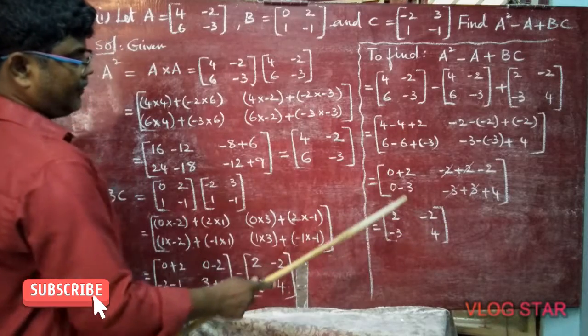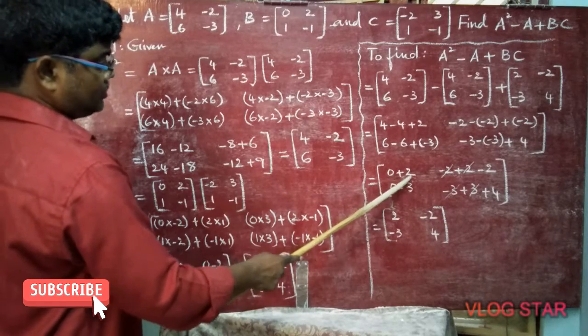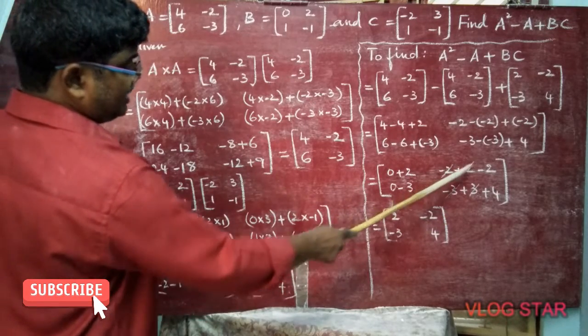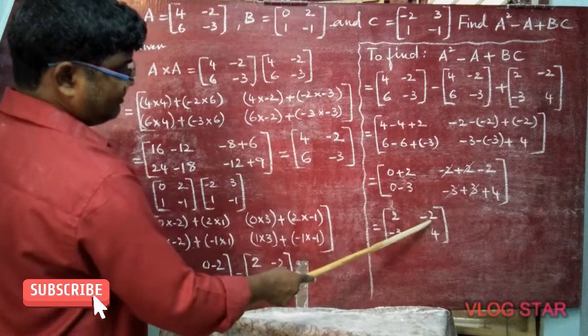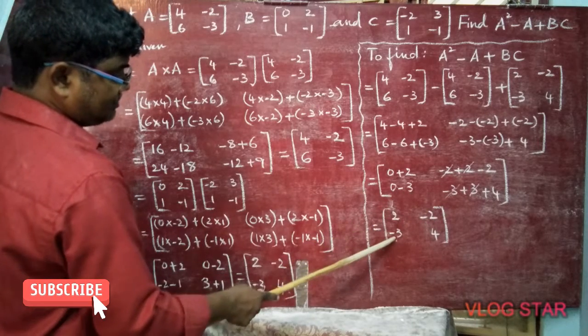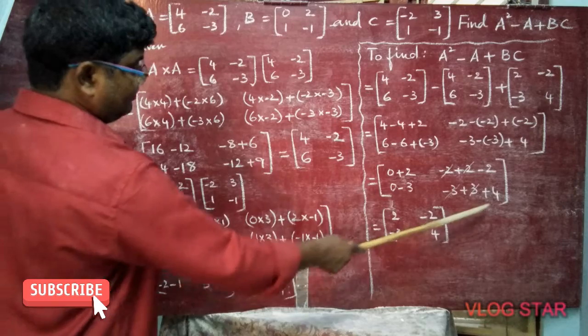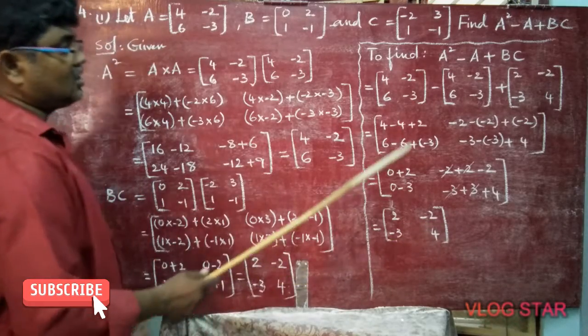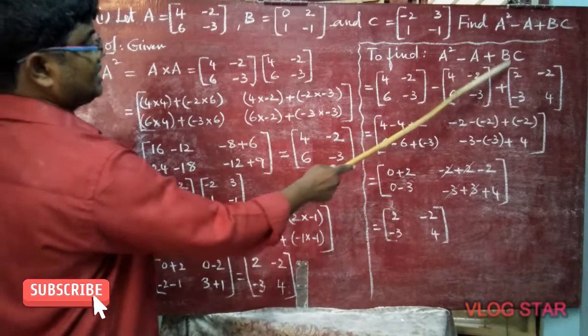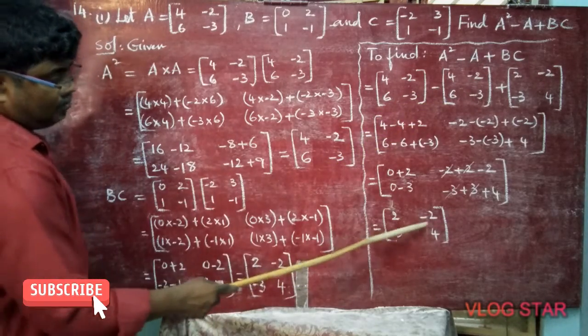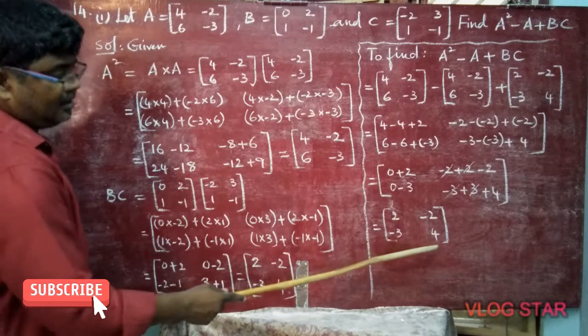Plus 4. Now 0 plus 2 is 2. Plus 2 minus 2 get cancelled and minus 2 is left. 0 minus 3 is minus 3. Plus 3 minus 3 get cancelled and 4 is left. So what is the answer of A square minus A plus BC? It means the matrix 2, minus 2, minus 3, 4.